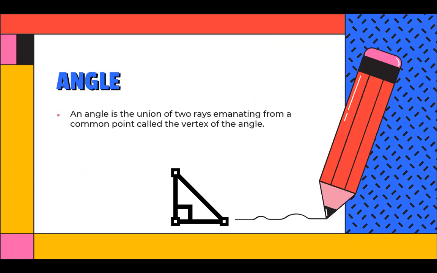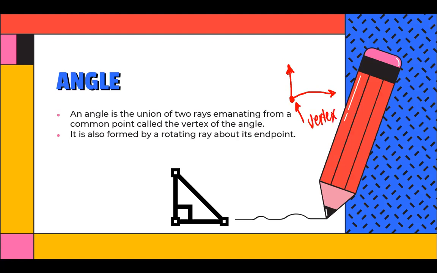An angle is the union of two rays emanating from a common point called the vertex of the angle. Just to rephrase this, angles are composed of two rays that intersect at their endpoints, and that intersection is what we call their vertex. For example, these are two intersecting rays, and they are intersecting at their endpoints. And this part is what we call your vertex.